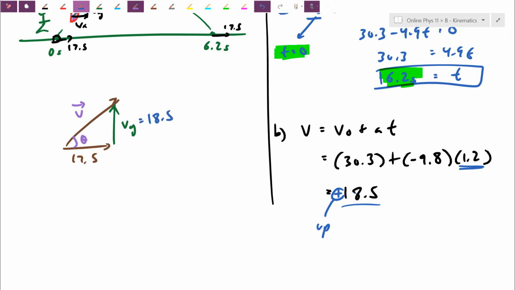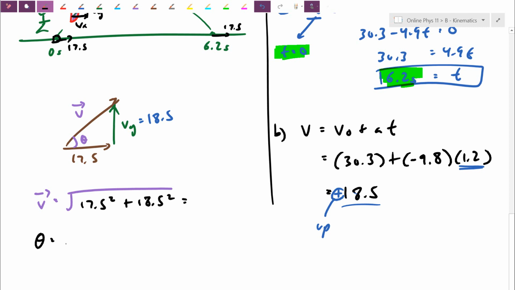And now we can just do our Pythagoras again. The V is the hypotenuse, so it's going to be the root of 17.5 squared plus 18.5 squared. And then for the theta, we're going to do the inverse tan, opposite over adjacent, so the 18.5 divided by the 17.5. Let's see what we get for this one here. The root of 17.5 squared plus 18.5 squared gives me here 25.5 meters per second.